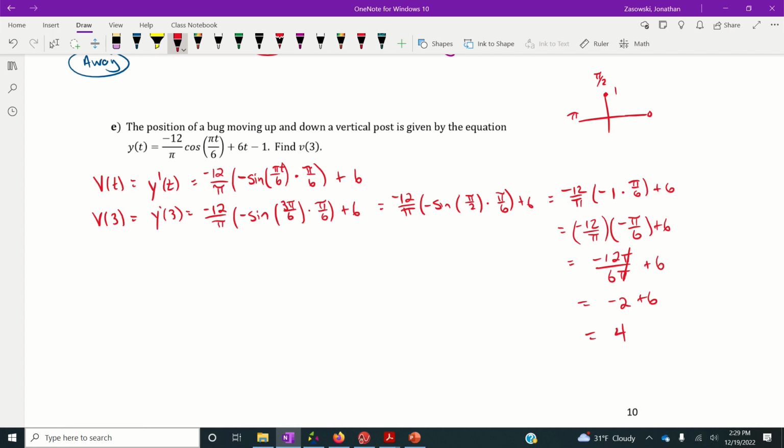Wait, 2 negatives. Oh, look out now. Positive. We get 8. Double checking answers. Negative times a negative is a positive, so positive 12 over 6 is 2, and 2 plus 6 gives me 8. So V of 3 is equal to 8.